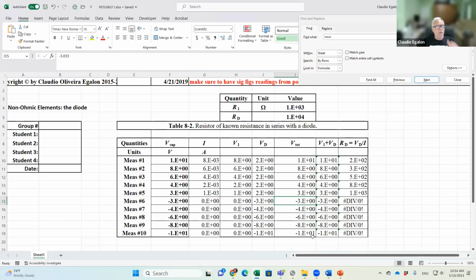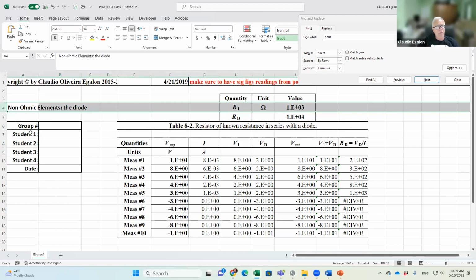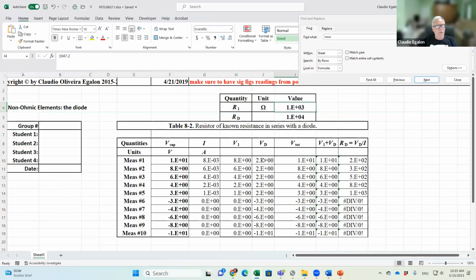Okay. So we have all those tables. Don't forget to fill in your group number here and your names as well. Plus the date, please make sure you do that. Non-ohmic elements is the diode. For this specific one, I have a resistor with this resistance. And then I ask my students also to measure the resistance of the diode, unloaded, right? You take it out of the circuit and measure the resistance of the diode.